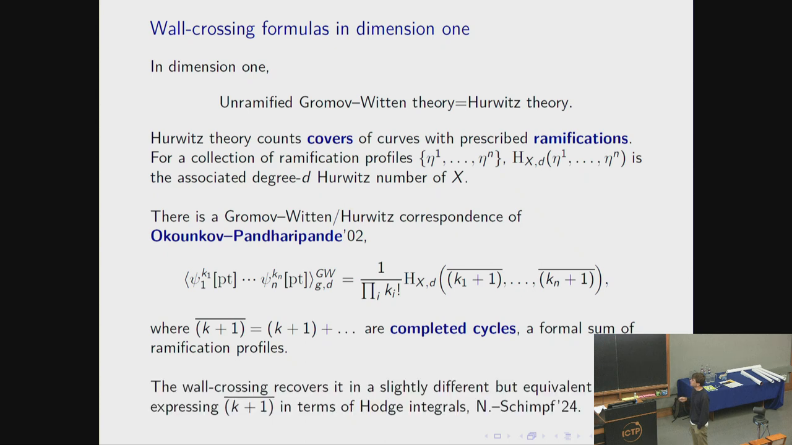And in fact, this wall crossing formula also recovers this Gromov-Witten/Hurwitz correspondence, in a slightly different form: it expresses these completed cycles in terms of Hodge integrals. It's probably not the best expression for these completed cycles. One of the difficult parts of Okounkov-Pandharipande's work was to compute these completed cycles. For computational purposes, an expression in terms of Hodge integrals is probably not the best one, but the wall crossing gives a geometric framework for this correspondence. And it also holds beyond the descendant point insertions.